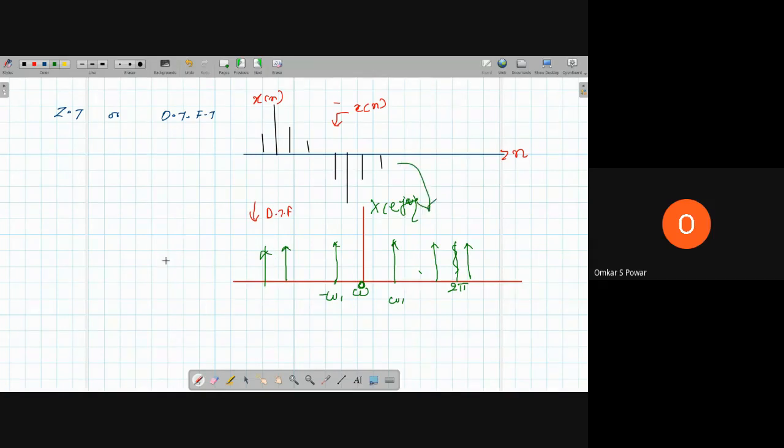Now how does the Z transform look like visually? I'm going to show you here. You have your x-axis, you have your y-axis. The x-axis is nothing but the real part of Z.